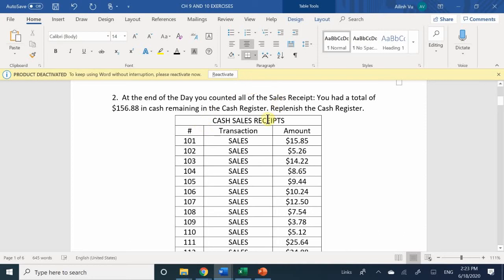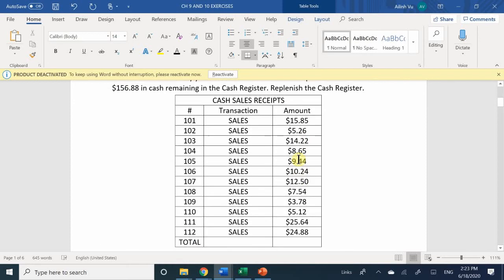So when you calculate all the total receipts, the next thing I want you to do is replenish the cash register with money. Because you can't really do much if you have a whole bunch of receipts and you need money so that you can make exchanges. The cash register now has a remaining $156.88 in cash. Here is a list of all the sales receipts that happened that day.